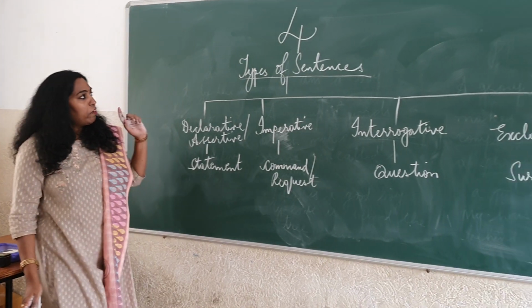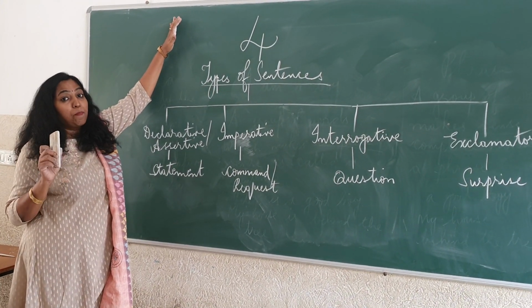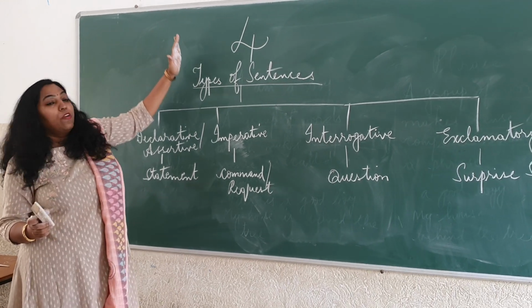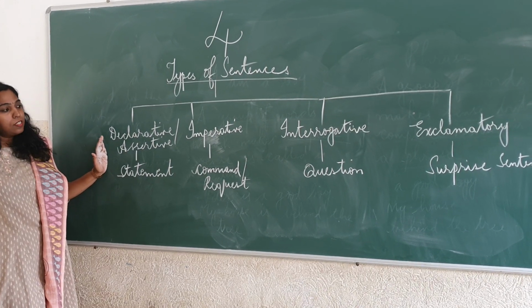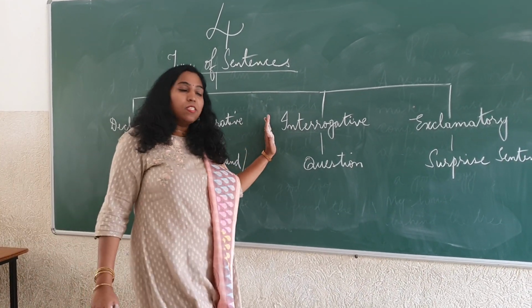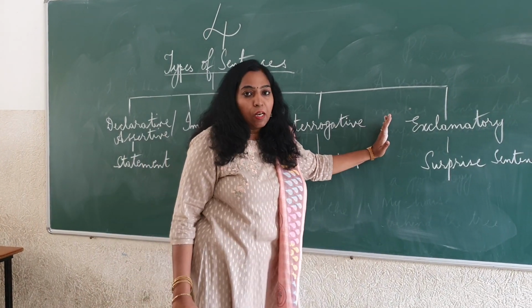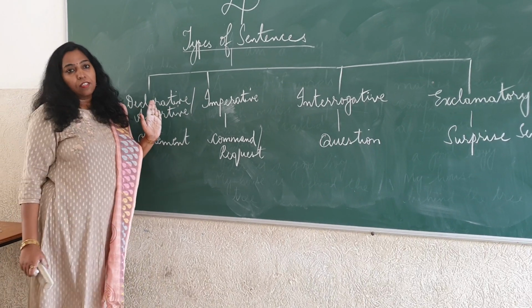So shall we quickly revisit? A sentence is a group of words, children, which makes complete sense. And we have 4 types of sentences. 1. Declarative sentence. 2. Imperative sentence. 3. Interrogative sentence. And 4. Exclamatory sentence. Okay, so these are the 4 types of sentences.